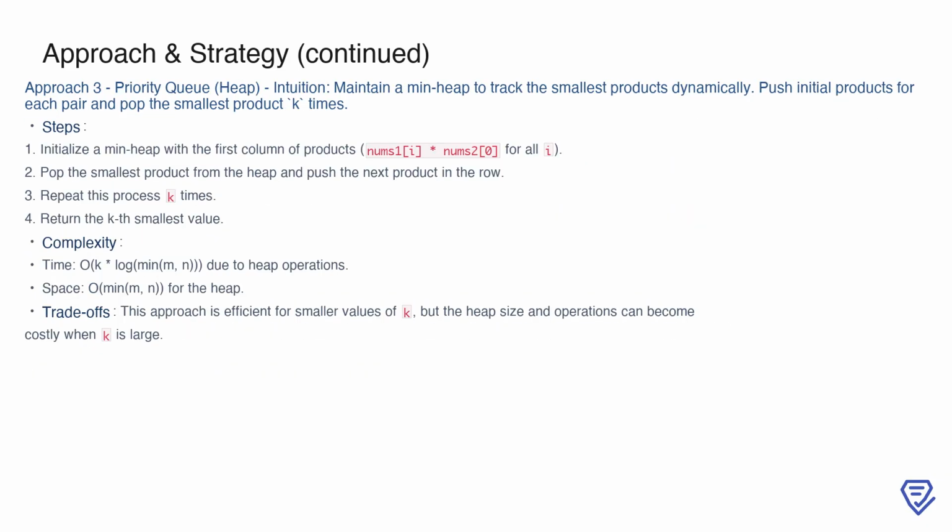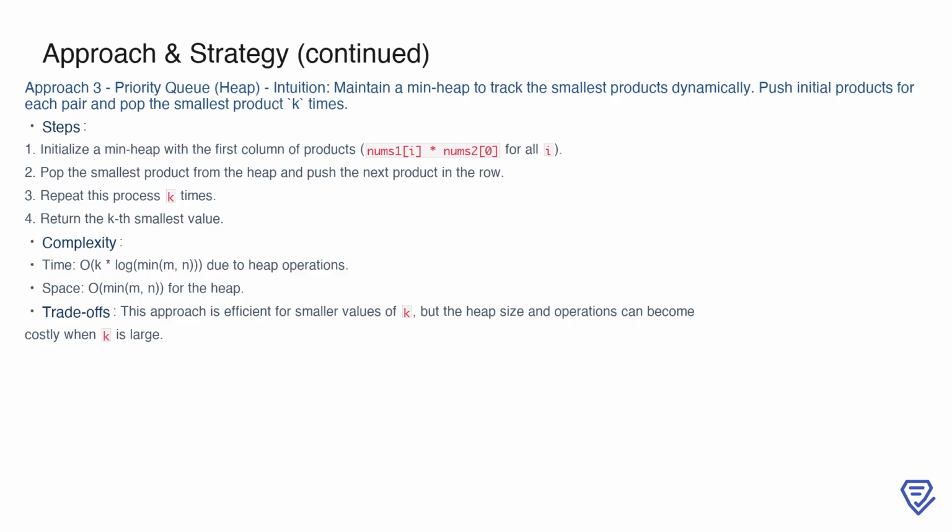Another interesting method is the priority queue or heap-based approach, which dynamically tracks the smallest products. Here, we initialize a min heap with the products of the first column, that is, the product of each element in the first array with the first element of the second array. From there, we repeatedly extract the smallest product from the heap, adding the next product in the corresponding row to maintain the heap size. This process is repeated k times until the kth smallest product is found. The time complexity for this approach is k * log(min(m, n)) due to the heap operations, and the space complexity is O(min(m, n)) for storing the heap.